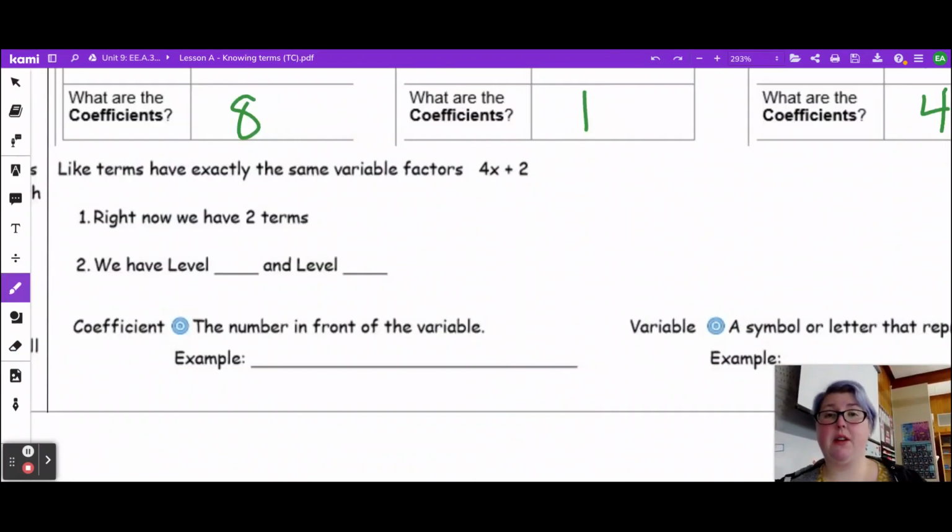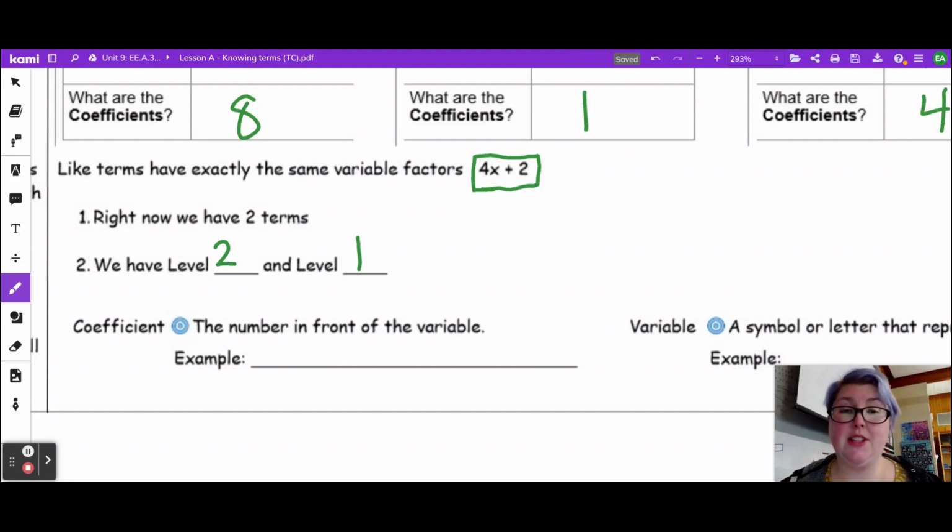All right, folks, now that you have checked D in the formative, we are going to talk about our levels. So we are going to use 4x plus 2 as our example. So there are 2 terms, 4x and 2, which means we have a level 2 and we have a level 1. Now, why is this important?